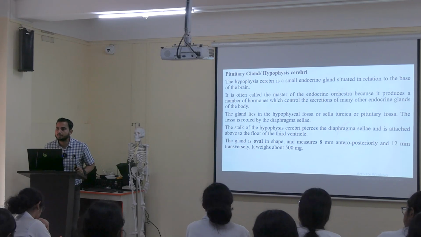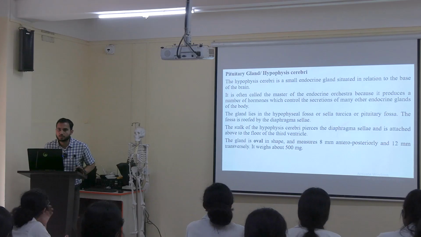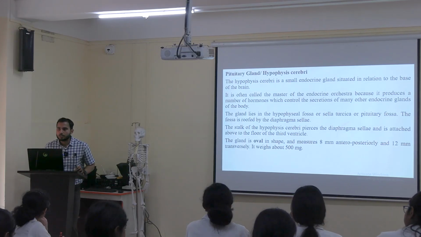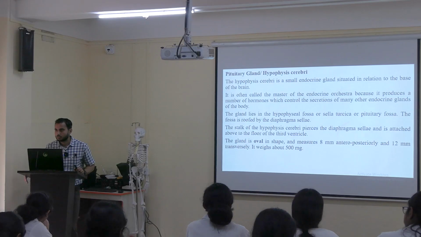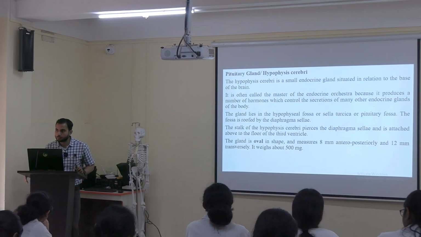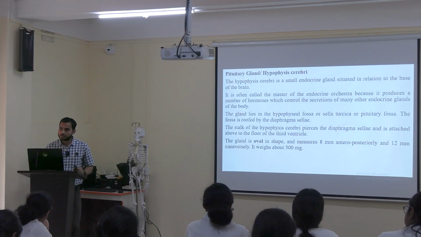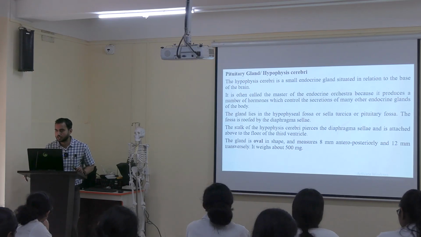On the blood supply of the pituitary gland. Why do you have to focus more on the blood supply of the pituitary gland? Because the blood supply of the pituitary gland is an example of the portal system, portal circulation. Okay, so why is it an example of portal circulation? What happens in the blood supply of the pituitary gland?